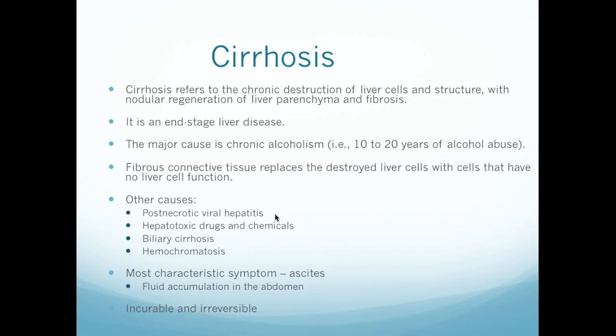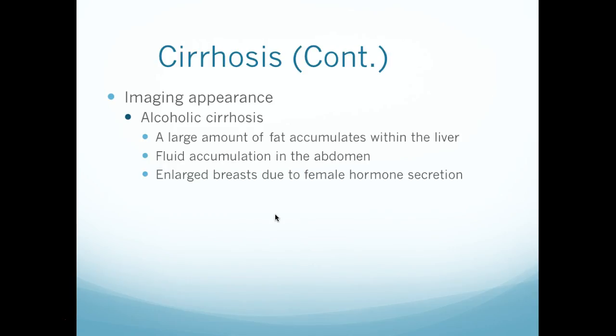So they're going to have big, round, hard abdomens. This is incurable and irreversible. So what we're going to be seeing with the alcoholic cirrhosis is a large amount of fat within the liver, and I'm going to show you what that looks like. Throughout the PowerPoint I'll point out the differences between the liver and the spleen, because we use the spleen as a baseline for the density. So I'll show you what I'm talking about here in just a minute.